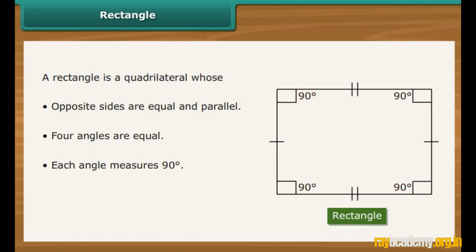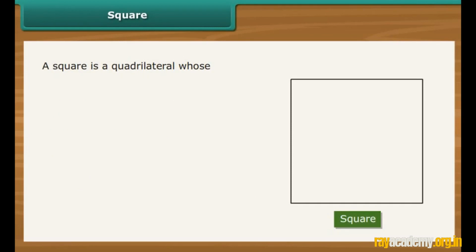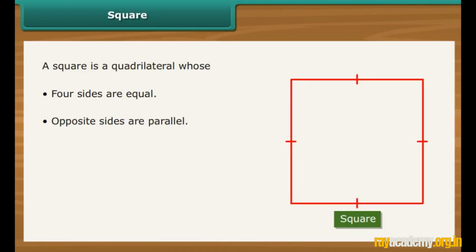Square. A square is a quadrilateral whose four sides are equal, opposite sides are parallel, four angles are equal, each angle measures 90 degrees, diagonals are equal and perpendicular to each other.